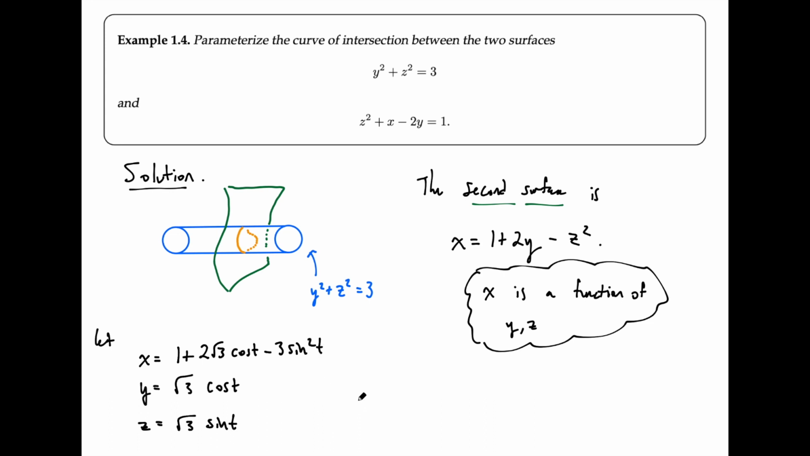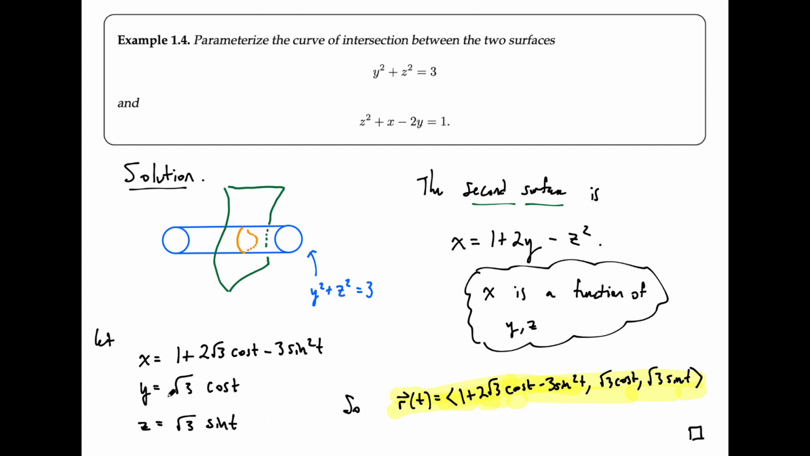And there you go. We can write this in vector form, and then we're done. We could call r of t equal to x, y, z, where x is that expression I just wrote down, y is root 3 cosine t, and z is root 3 sine t. Done. Now, like I said, this is not the only correct answer.